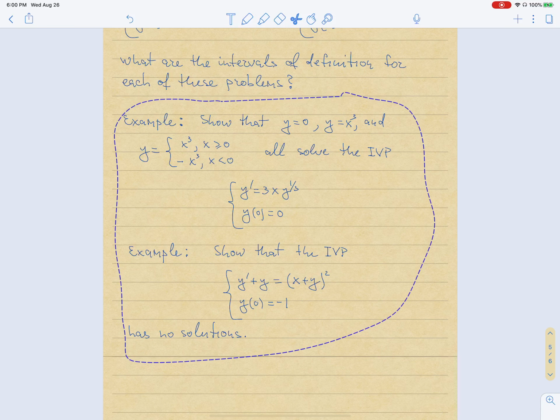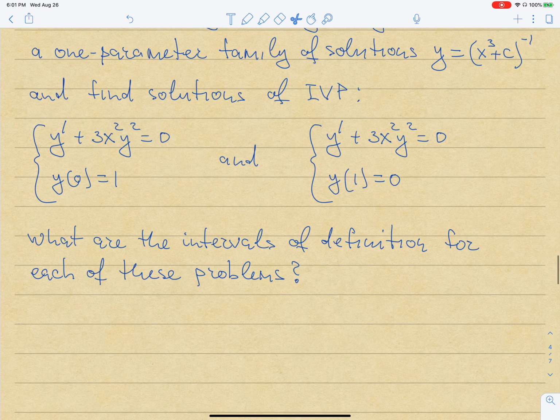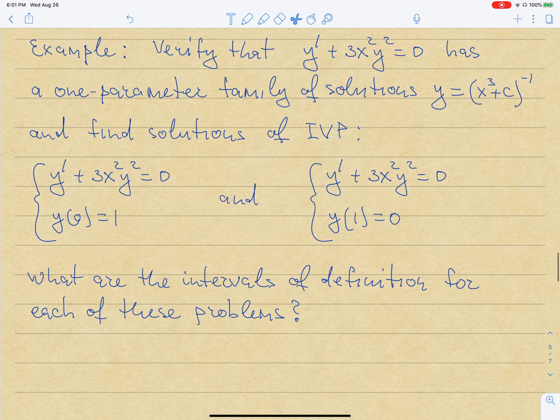Let me move these ones. So next example, I want to verify that this function is going to be a one-parameter family of solutions, right? Because this is a first-order equation, I would expect that a solution of that will look like a one-parameter family of solutions. And then I want to solve two initial value problems that I listed here. Okay, so if I want to verify that something is a solution of a first-order equation, I need to compute the first derivative.